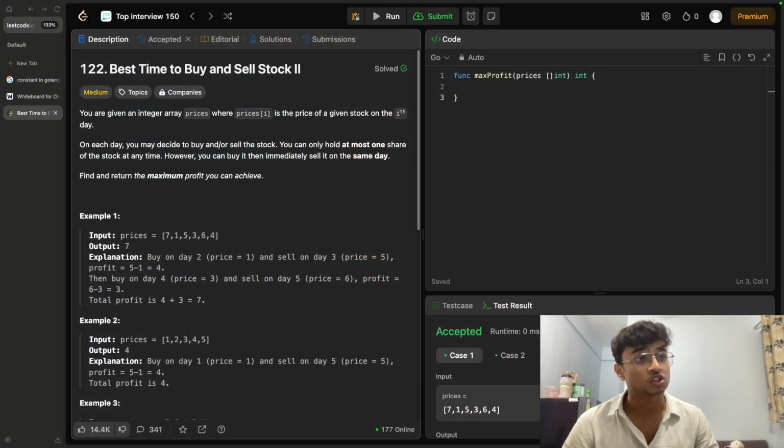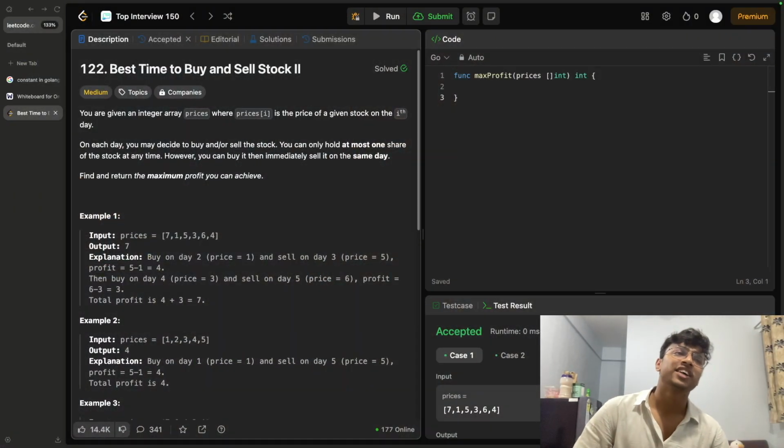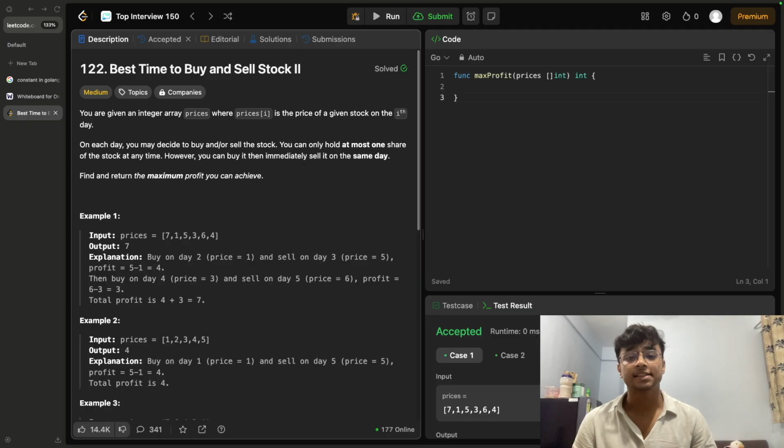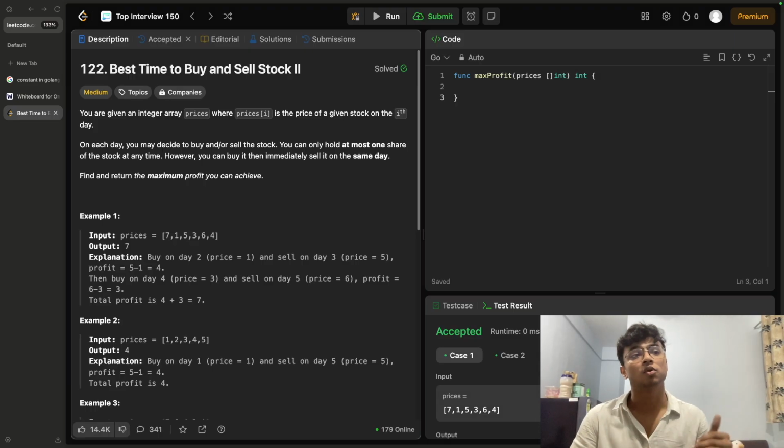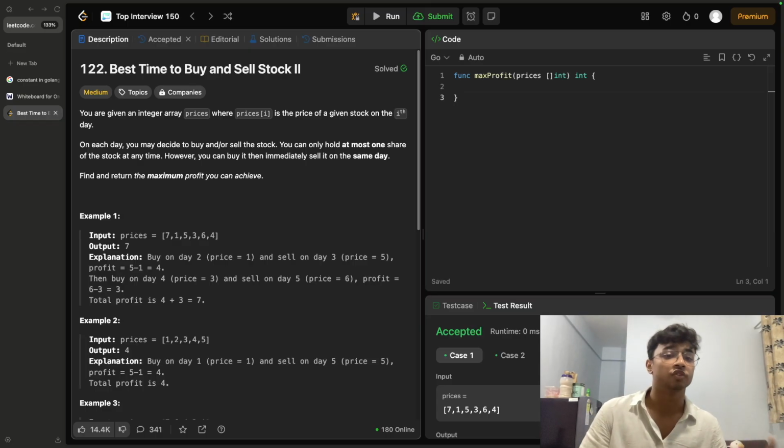Today the problem we are solving is Best Time to Buy and Sell Stock 2. In this problem you are given an integer array prices where prices[i] is the price of a given stock on the ith day. On each day you can decide to either buy or sell the stock, and you can hold at most one stock at a time. Finally, you want to return the maximum profit you can achieve from this.